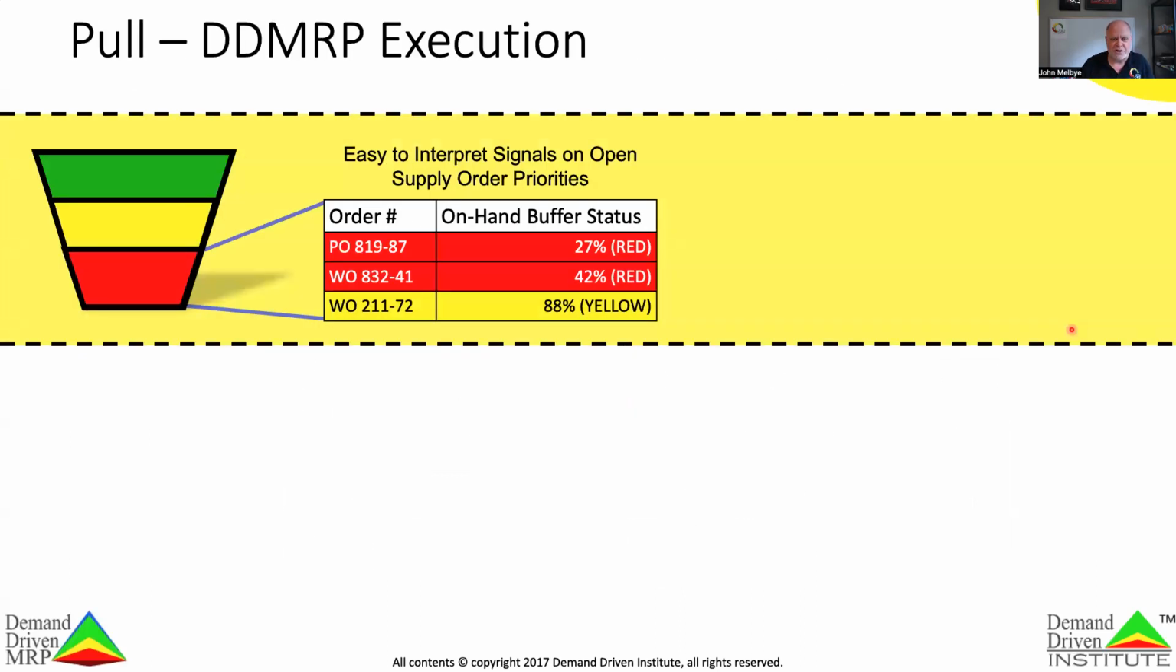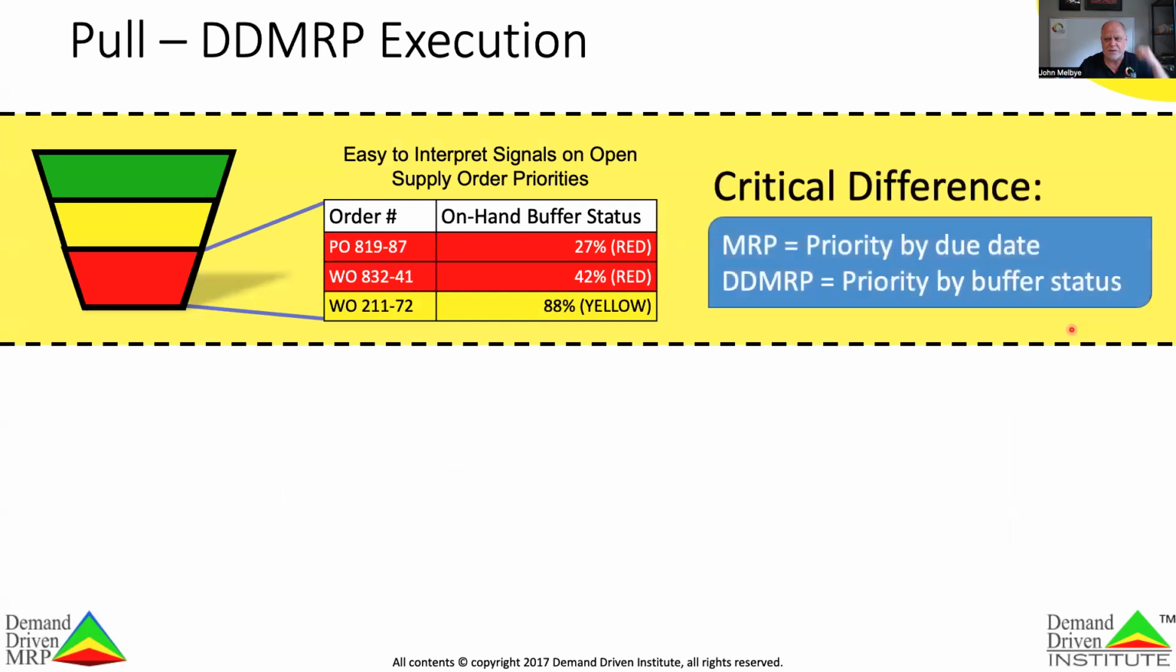The fifth is the execution side. And what we're doing really is we're questioning priority by due date. If you set a due date today for 3 months into the future, it isn't very long before that due date is no longer correct, and we have to keep changing it.